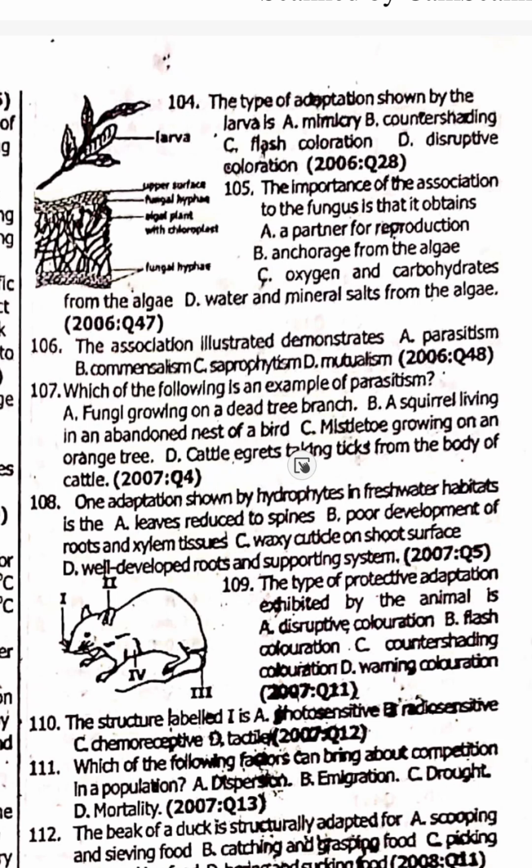107 is mistletoe growing on an orange tree. Number 108. One adaptation shown by hydrophytes in freshwater habitat is poor development of roots and xylem tissue.